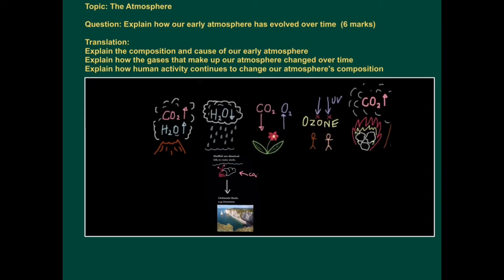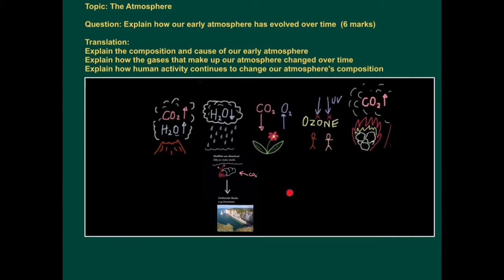This exam application tutorial is on the topic of the atmosphere, the question for 6 marks. Explain how our early atmosphere has evolved over time. The question translation would be: explain the composition and cause of our early atmosphere, so what gases made up our early atmosphere and why. Explain how the gases that make up our atmosphere changed over time, and explain how human activity continues to change our atmosphere's composition, in other words, the balance of gases that make it up.